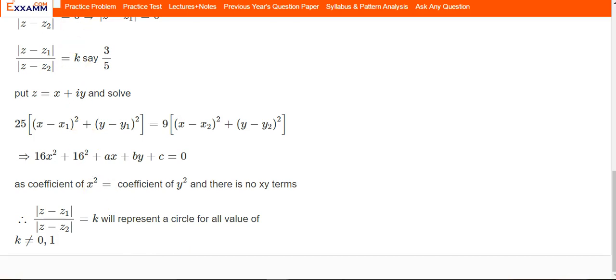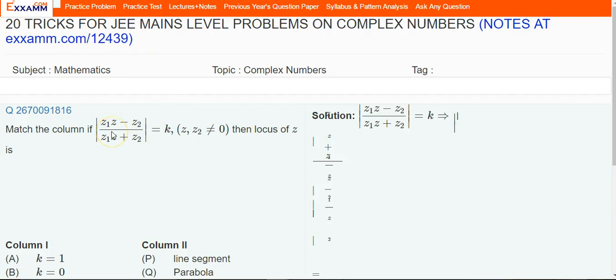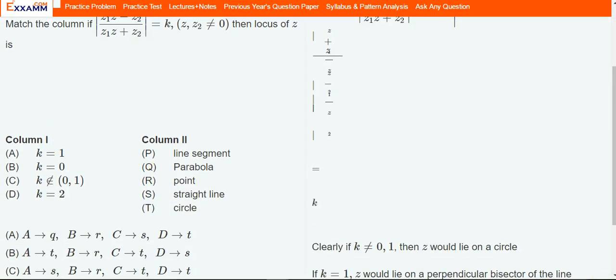Now let us come back to our original problem. So if modulus of z1 z minus z2 upon z1 z plus z2 is given to be equal to k, we divide this by z1, getting z minus z2 upon z1 divided by z plus z2 upon z1. Now minus z2 upon z1 and plus z2 upon z1 are two different numbers, so it is the same as modulus of z minus z3 divided by modulus of z minus z4 is equal to k. We are not supposed to solve this equation. We are just supposed to tell what it would represent.